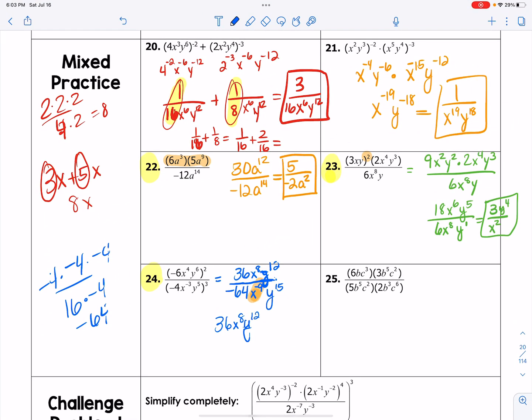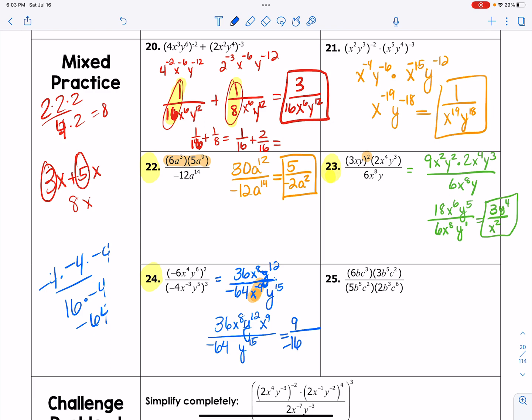Okay, y to the 12th. And then I'm bringing up that x to the 9th, negative 64, y to the 15th. Okay, so 36 and 64, I believe 4 goes into both of them. 4 goes into 36 9 times, and 4 goes into 64 negative 16 times.